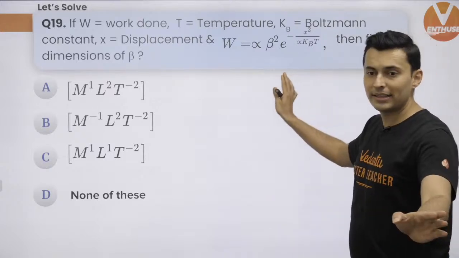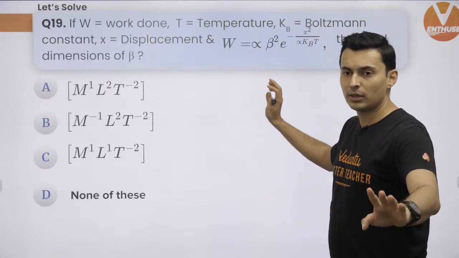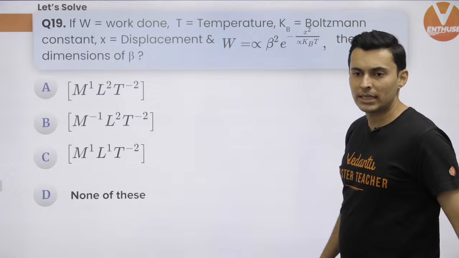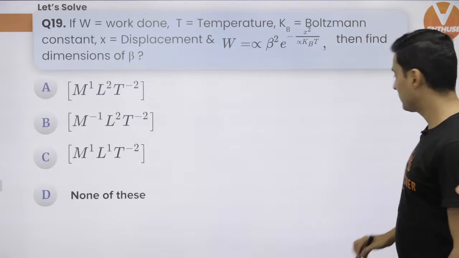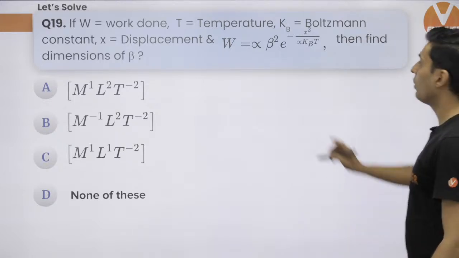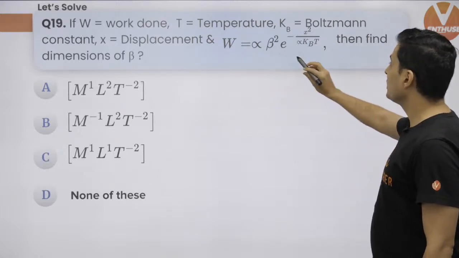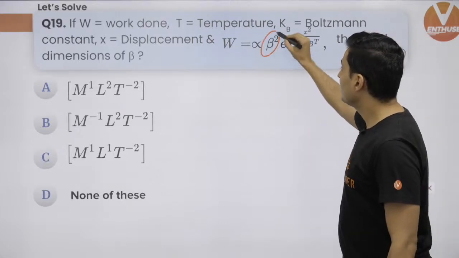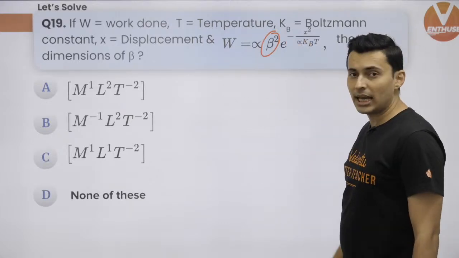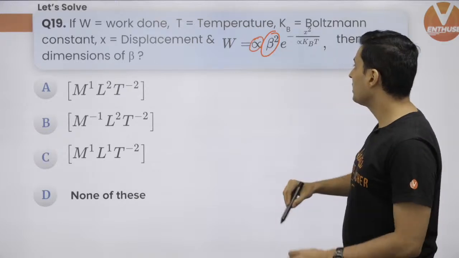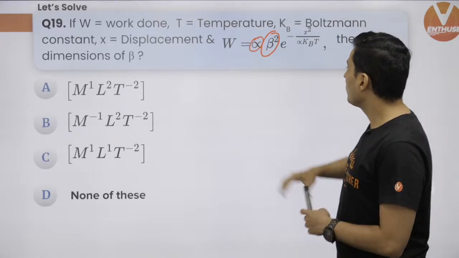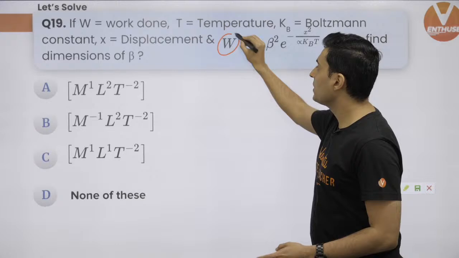Now this was also very simple. I'll tell you what to do in this particular question. See, in this question, the first thing you should do is, in order to find this guy's dimension, find out this guy's dimension, because their total dimension should be the dimension of the work.